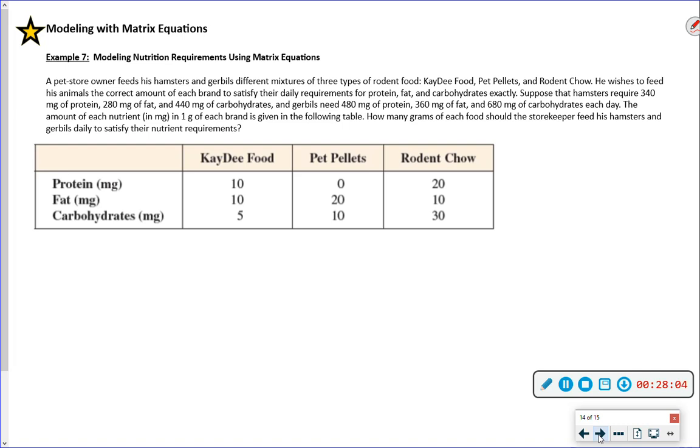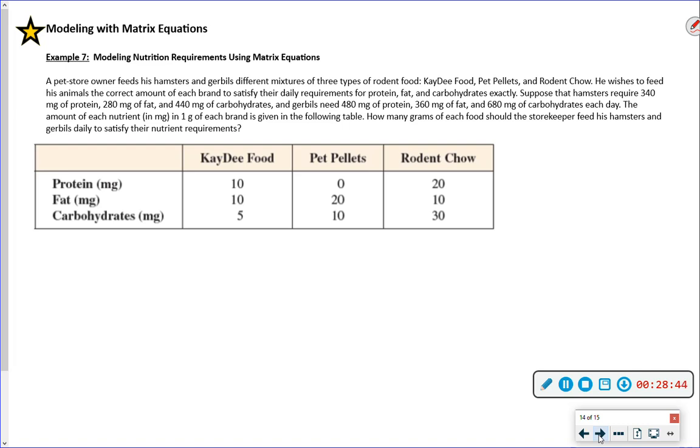Okay, a pet store owner feeds his hamsters and gerbils different mixtures of 3 types of rodent food: KD food, pet pellets, and rodent chow. He wishes to feed his animals the correct amount of each brand to satisfy their daily requirements for protein, fat, and carbohydrates exactly. Suppose the hamsters require 340 milligrams of protein, 280 milligrams of fat, 440 carbohydrates. And then they tell you all the numbers that the gerbils need. The amount of each nutrient in each brand is given in the table. How much should the storekeeper feed his store?